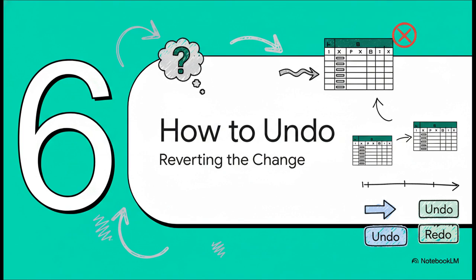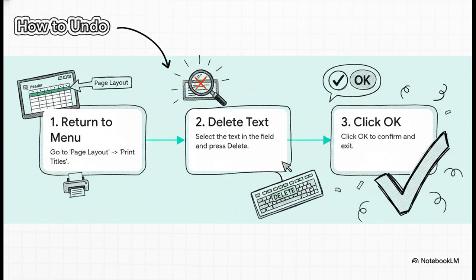Okay, great. But what if you change your mind? What if, for some reason, you don't want the headers to repeat on every page anymore? Well, turning it off is just as easy as setting it up. You just follow the exact same path. Go to Page Layout, then Print Titles. This time, just click in that Rows to Repeat at top field, delete whatever text is in there so it's blank, and hit OK. Just like that, your spreadsheet is back to its default printing settings.